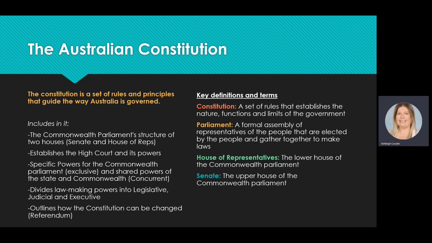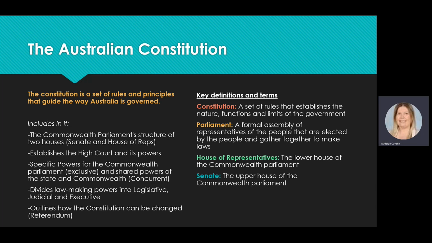Included in the Constitution are some of the following points. Firstly, the Commonwealth Parliament structure. And it says that we need to have two houses, being the Senate and the House of Representatives. That is written into our Constitution. Our Commonwealth Parliament must run as a bicameral parliament.